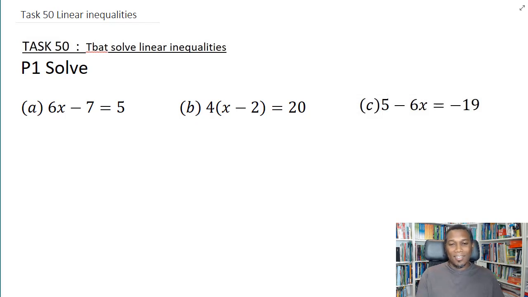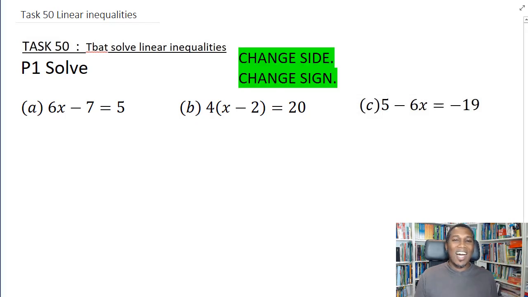So let's check. Off you go, solve these three and see what you come up with. To give you a helping hand, the technique: you might be a balancing person, but I'm just going to stick with change side, change the sign. That's the hint I'm giving you. So off you go. You solve them.